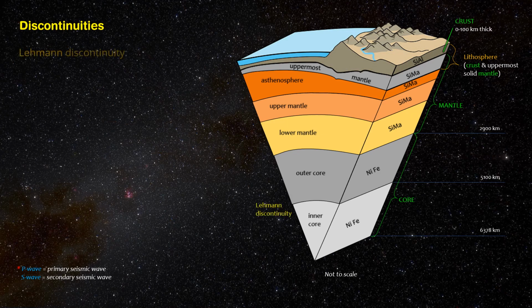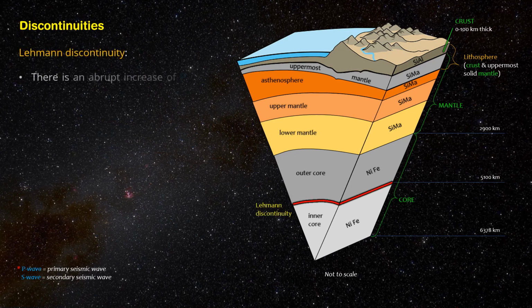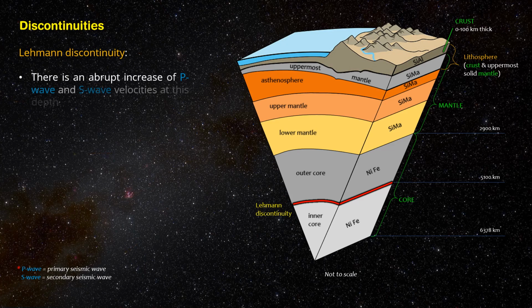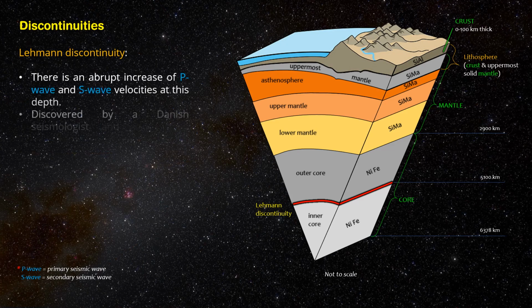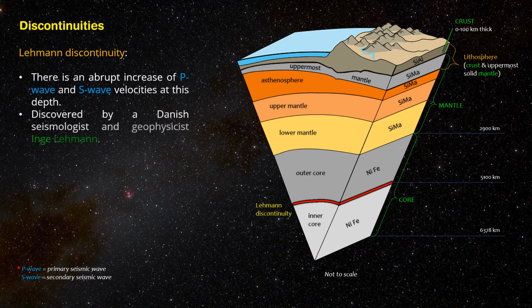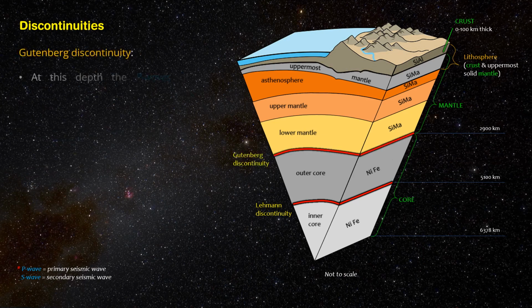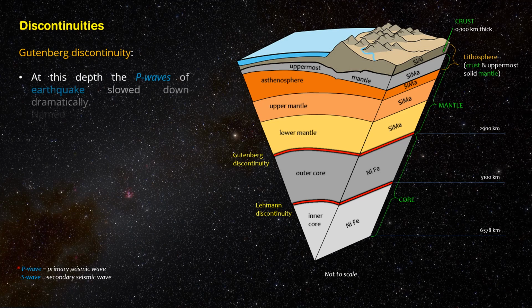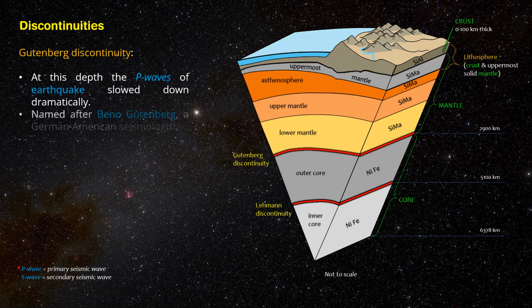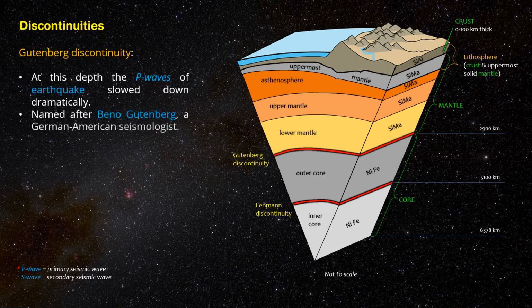Lehmann discontinuity, there is an abrupt increase of P-wave and S-wave velocities at this depth. Discovered by a Danish seismologist and geophysicist Inge Lehmann. Gutenberg discontinuity, at this depth the P-waves of earthquake slowed down dramatically, named after Beno Gutenberg, a German-American seismologist.